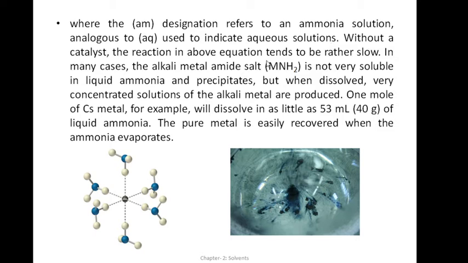Without a catalyst, the reaction in the above equation tends to be rather slow. In many cases, the alkali metal amide salt is not very soluble in liquid ammonia and precipitates. But very concentrated solutions of alkali metals can be produced. 1 mole of cesium, for example, will dissolve in 53 ml of liquid ammonia. The pure metal is easily recovered when the ammonia evaporates. So it is like this.